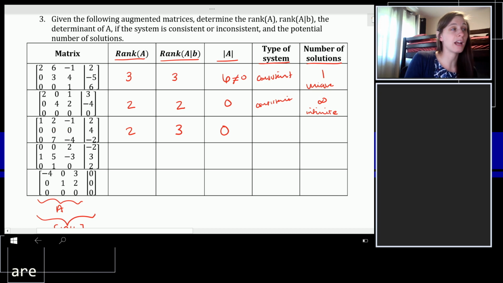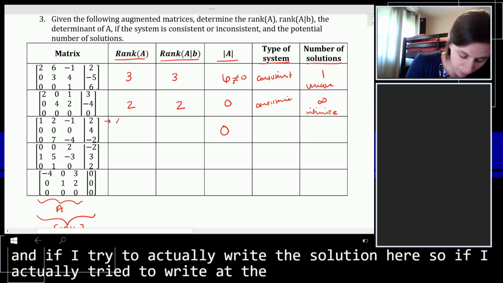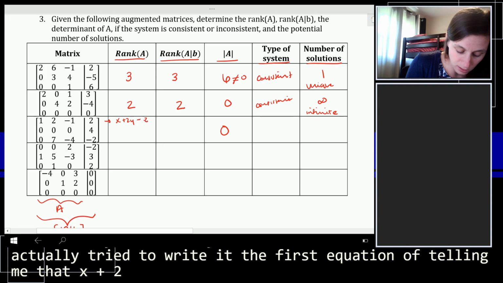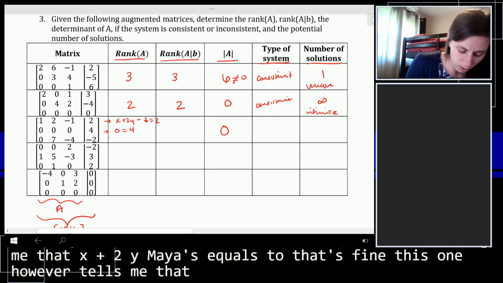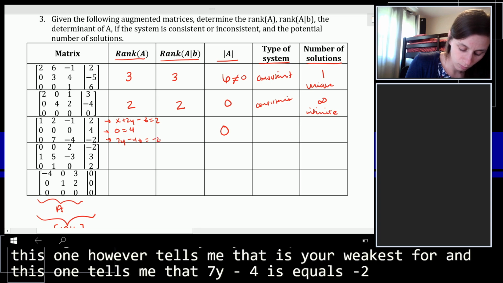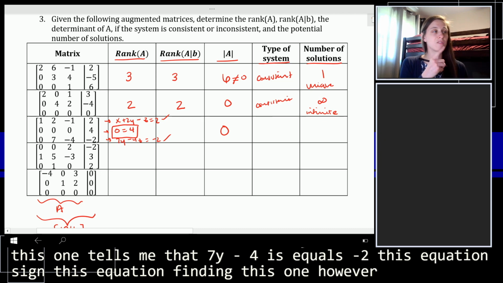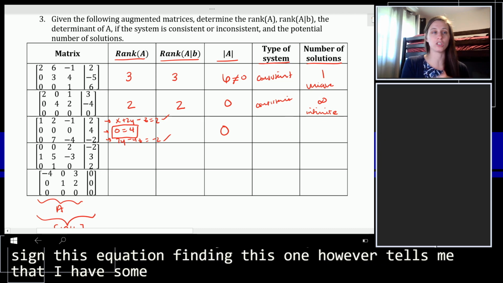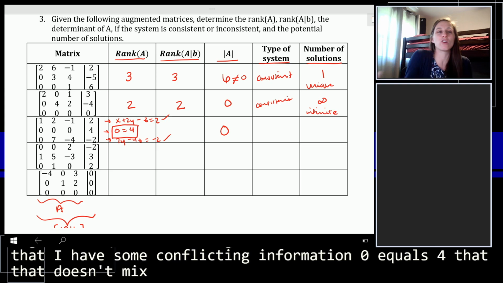And if I actually try to write the solution here, this first equation will tell me that x plus 2y minus z equals 2. That's fine. This one, however, tells me that 0 equals 4, and this one tells me that 7y minus 4z equals negative 2. This equation's fine, this equation's fine. This one, however, tells me that I have some conflicting information. 0 equals 4, that doesn't make sense. That's never going to be the case.